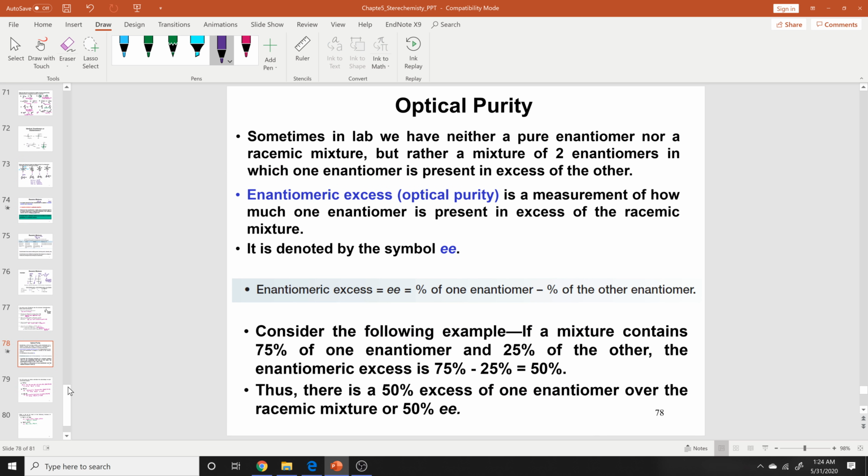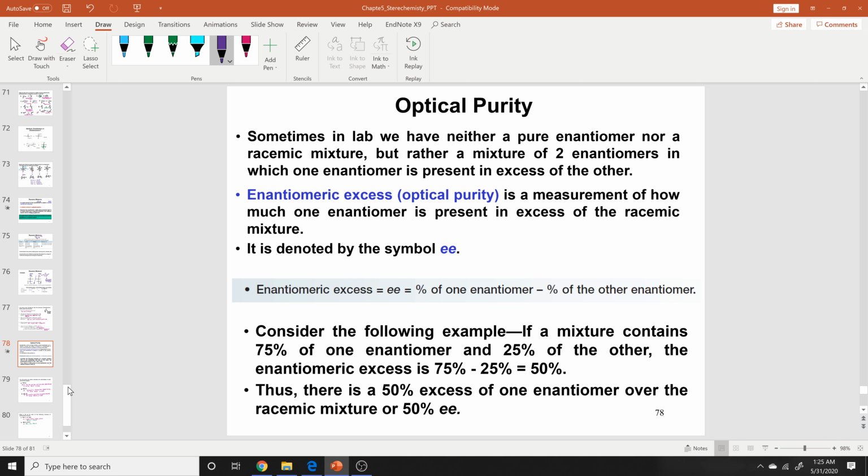Here you go. So for optical purity, we're going to explain this, do some problems, and come back to that. Sometimes in the lab we have neither a pure enantiomer nor a racemic mixture, but instead a mixture of two enantiomers in which one enantiomer is present in excess of the other. That is called enantiomeric excess. It's optical purity. It's the measurement of how much one enantiomer is present in excess of the racemic mixture.